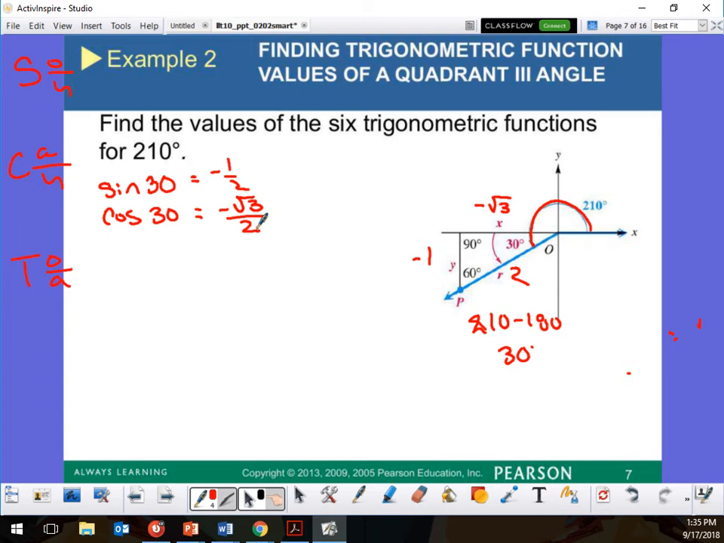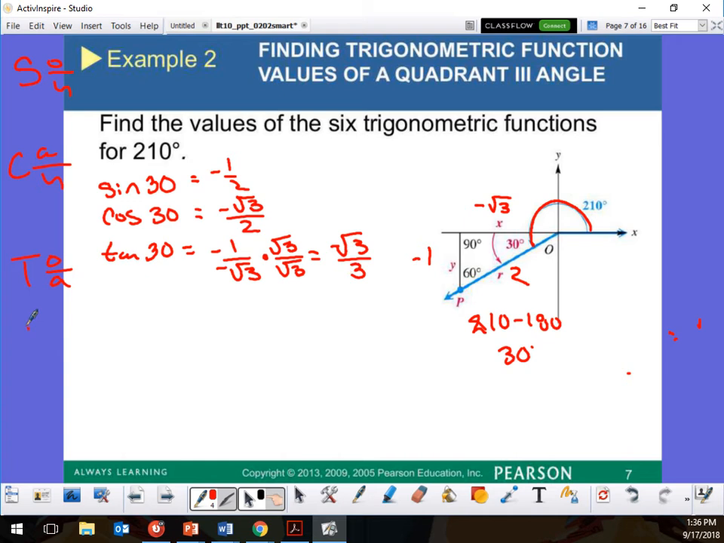Next one's going to be tangent of 30. Negative 1 over negative rad 3. Can't leave it like that, so I have to rationalize. Times rad 3, which is going to give me negative rad 3 over negative 3. Negative negative makes it positive, so it's going to be rad 3 over 3.